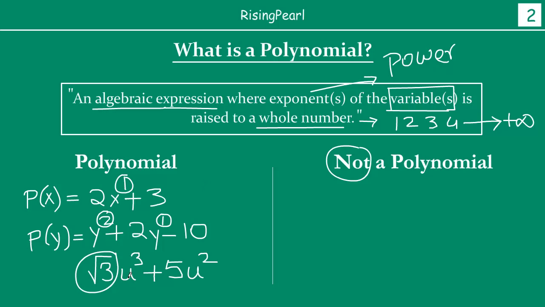So here the variable is u. In the first term it is raised to power 3, and in the second term it is raised to power 2. So we say this is a polynomial in variable u. So yes, these are three examples of polynomials.